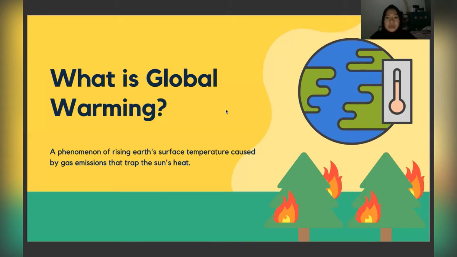Global warming is a phenomenon of rising Earth's surface temperature caused by gas emission that trap the sun's heat, or greenhouse. An increased temperature on the Earth's surface causes climate change and can impact natural events such as hurricanes or floods. And also, global warming has a big impact on the balance of the Earth's atmosphere, which affects life on Earth.